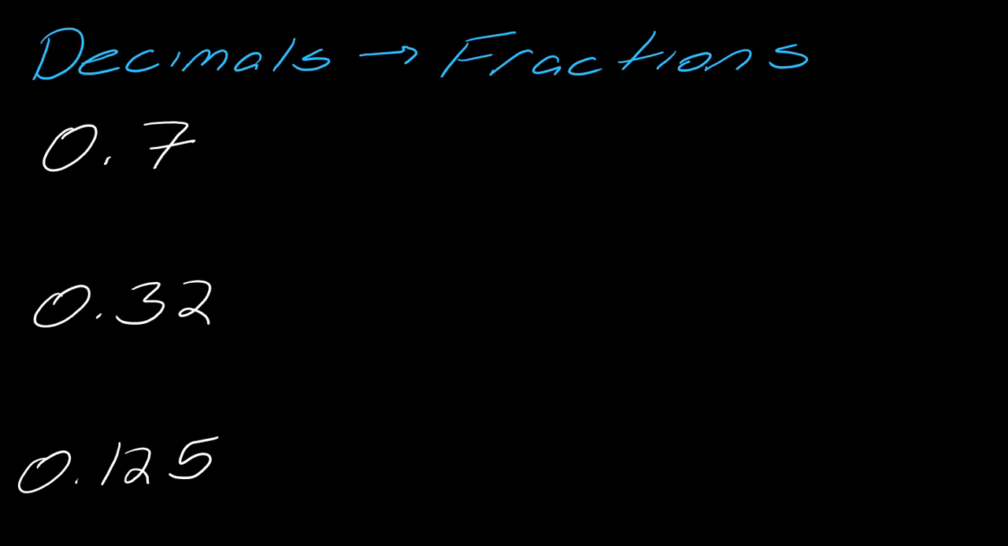Okay, so I've got just a couple of examples here. Notice I've got 0.7. This decimal goes out to the tenths column. And so what I would want to do is write this as 7/10. In this case, this fraction has been simplified, so I don't have to go any farther with it.